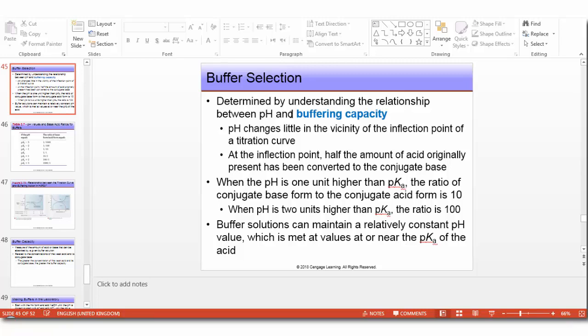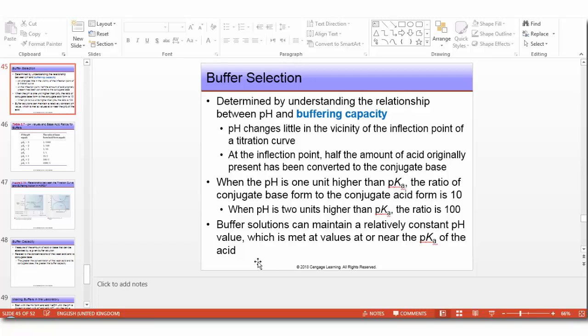Buffer selection is determined by understanding the relationship between pH and buffering capacity. Now, pH changes little in the vicinity of the inflection point of a titration curve. At the inflection point, half the amount of acid originally present has been converted to conjugate base, as we saw. So when the pH is 1 pH unit higher than pKa, the ratio of the conjugate base to the acid is 10, and when it is 2 pH units higher, then the ratio is 100.